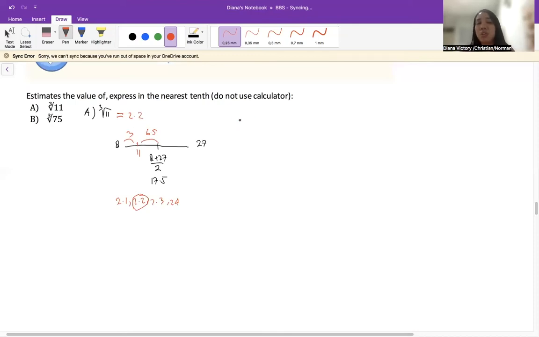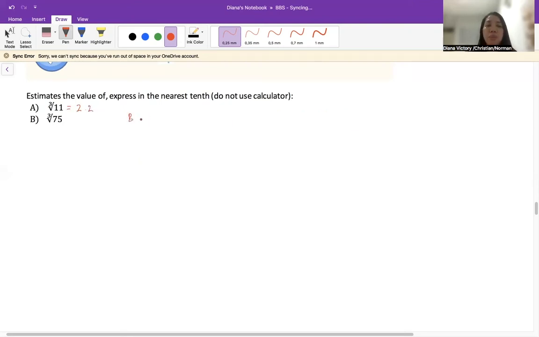We can also check this answer by multiplying 2.2 three times. 2.2 times 2.2 times 2.2, and the answer for this is 10.648, and this is really close to 11.